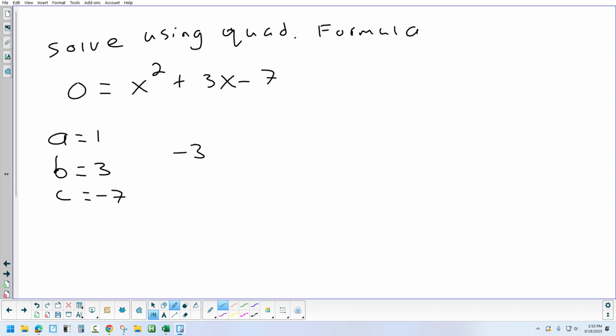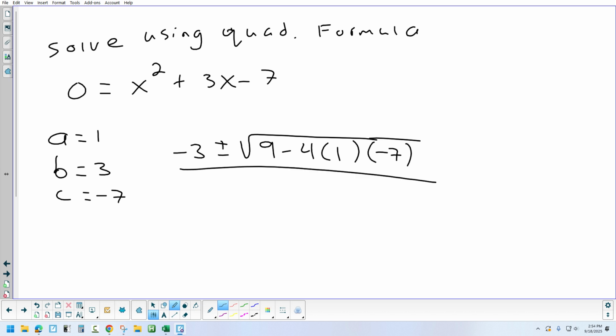So we've got negative B plus or minus the square root of B squared minus, and what's going to be in the parentheses after the -4? Yep. 4, and then what did you say? 1. 1 and -7, yep. And we're going to divide all of that by, we're going to divide by, yeah, 2 times 1. 2 times 1, which is... A. Well, what's 2 times 1? 2. Okay. So now we've got it all set up.